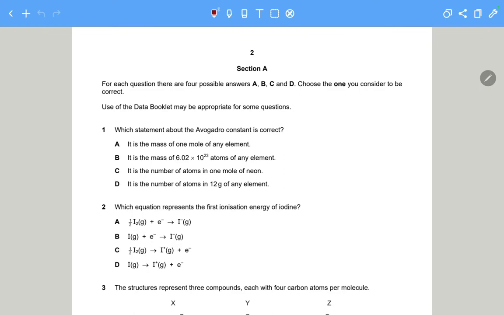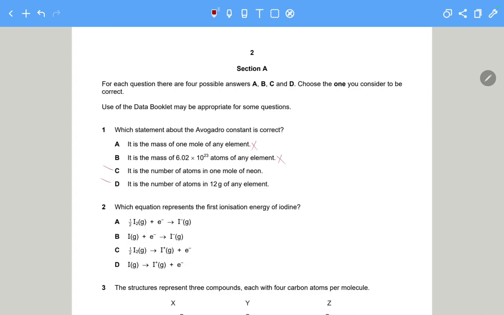Question 1. Which statement about the Avogadro constant is correct? It is the mass of one mole of any element? No, this is wrong, because the Avogadro constant is a number, not a mass. And for the same reason, option B will be wrong as well. So we've narrowed it to C and D now.